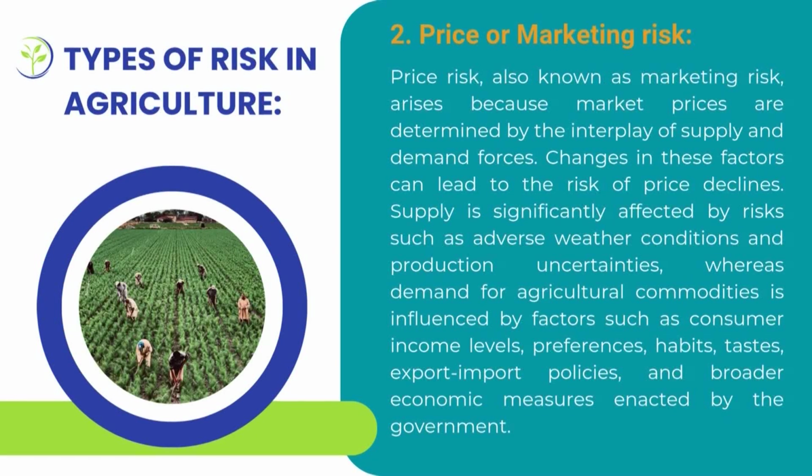Supply is significantly affected by risks such as adverse weather conditions and production uncertainty. Demand for agricultural commodities is influenced by factors such as consumer income levels, preference, habits, taste, export-import policy, and broader economic measures enacted by the government. These dynamics collectively contribute to the volatility in market price.